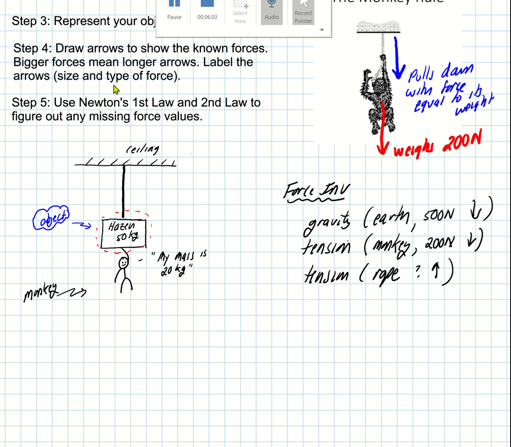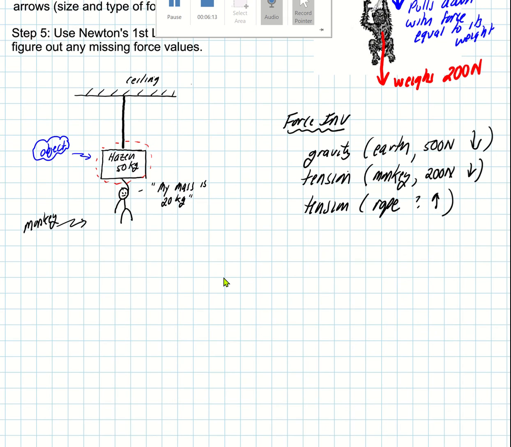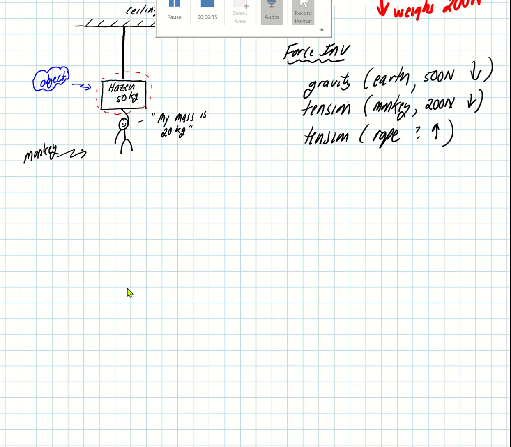Okay, I'm done with my force inventory. So step 3, represent your object as a dot. Well, when I have multiple up and down forces, meaning more than one, I'll give you 2 options. One option is to draw an oval, like a dot that's kind of squished out so you have room to draw your forces. That's normally what I do, but this time I don't feel like doing that. I just feel like drawing the little box. It doesn't really matter. You just need a place to start making your arrows.